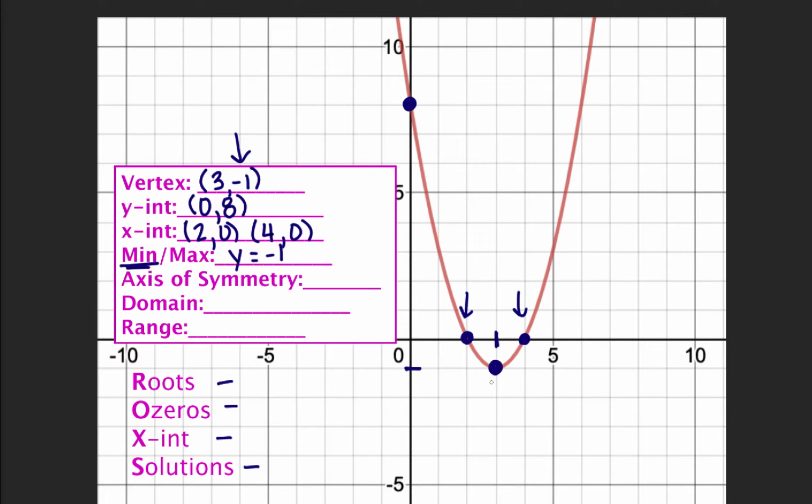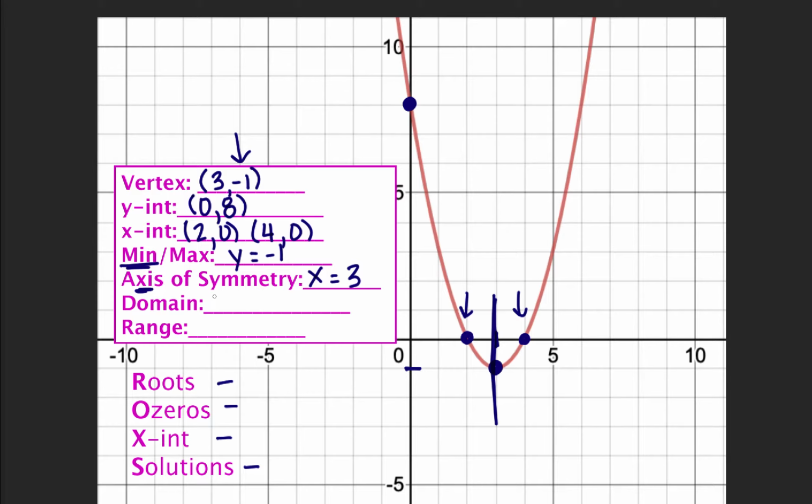Okay, next thing, we're talking about our axis of symmetry. Let me go ahead and put a line through that axis of symmetry. Axis of symmetry has a hint letter in that word axis, and it's always going to be x. So x equals whatever the x of our vertex is. So I'm looking back at that vertex and I see x equals 3. So nice and simple.